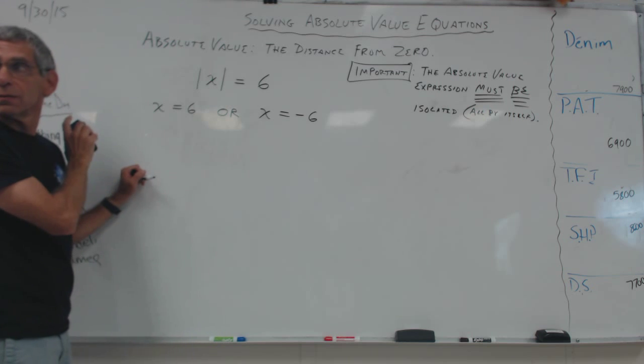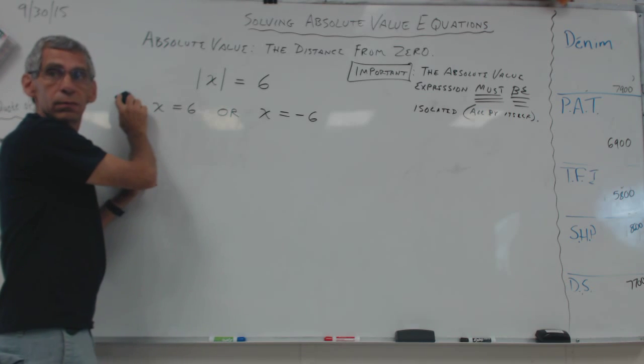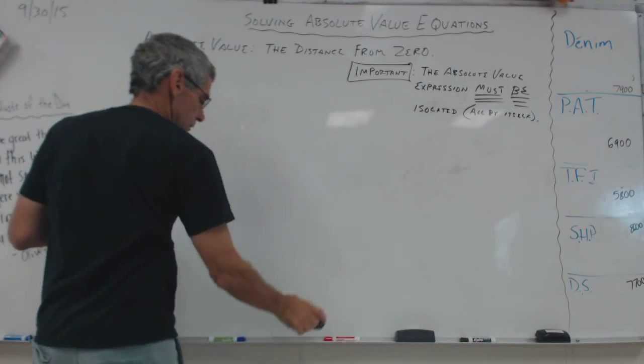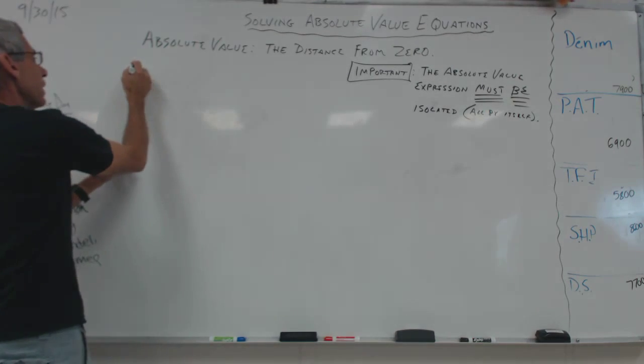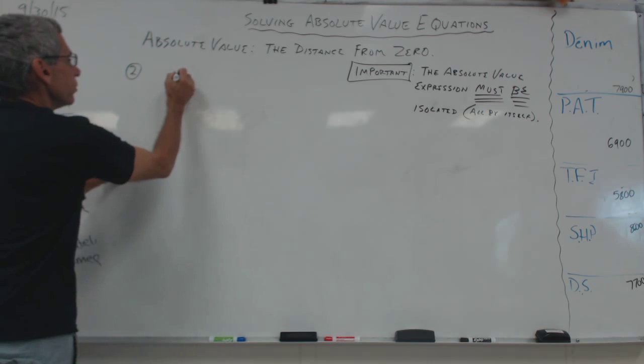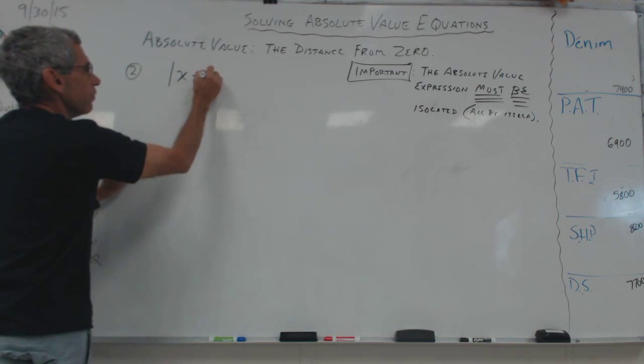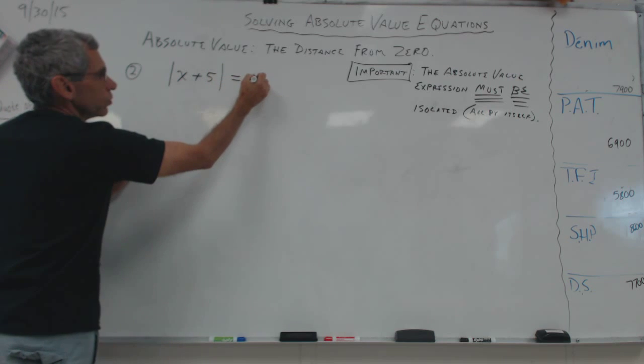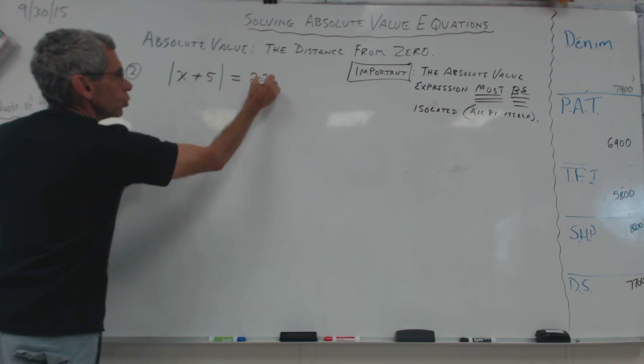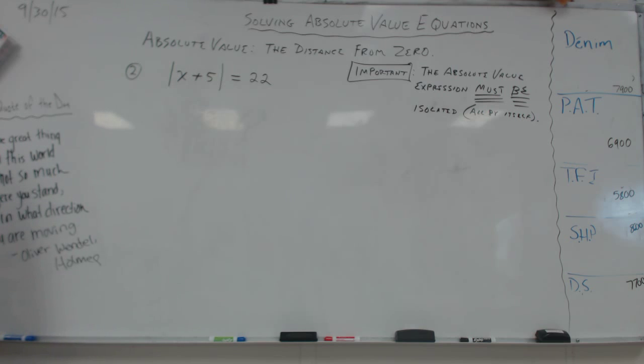So we can't really solve for x? Oh, you can. You can, but here, let me show you. Here's our next one. Here's example number 2. Example number 2, we've got the absolute value of x plus 5 equals 22.